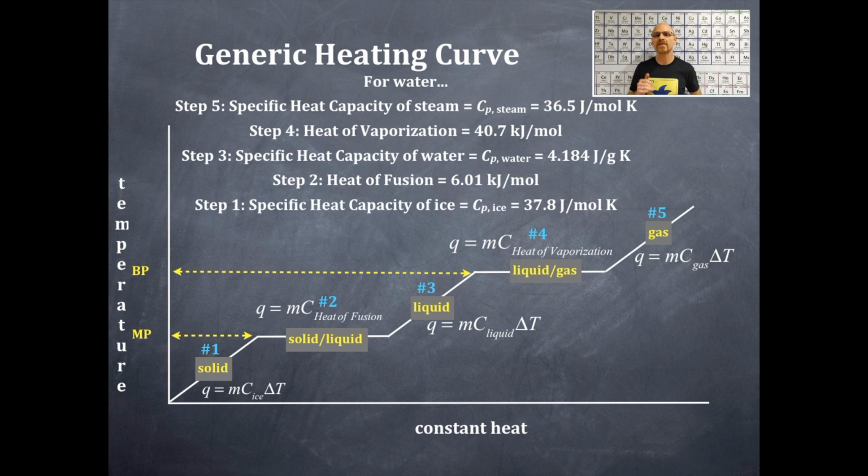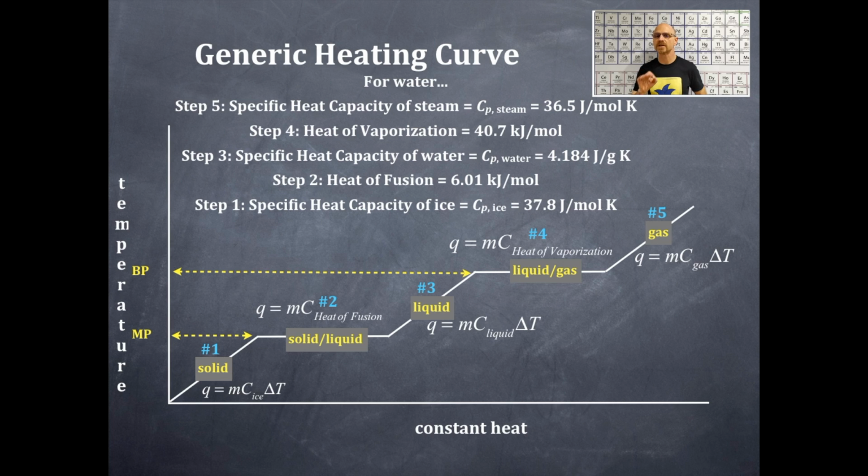So here they are, and these are the constants for each of the 5 steps for water. I'm going to start off on the bottom at step number 1 because that's the way the graphic works. Step number 1, it says the specific heat capacity of ice. The CP of ice is 37.8 joules per mole Kelvin. Step number 2, the heat of fusion for H2O is 6.01 kilojoules per mole.